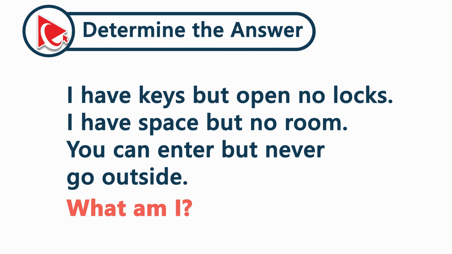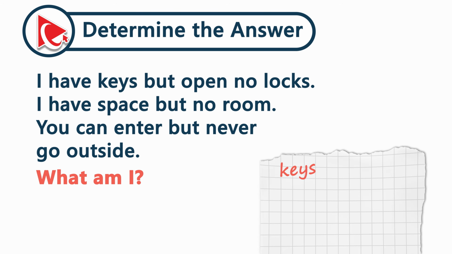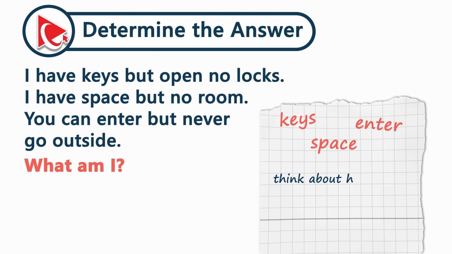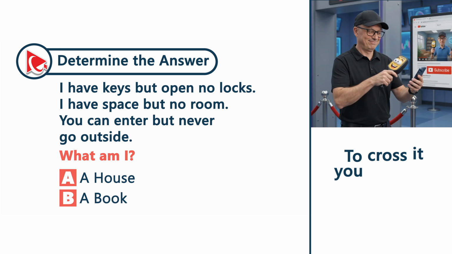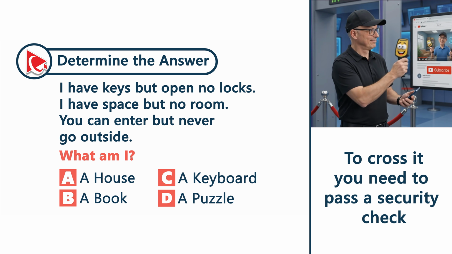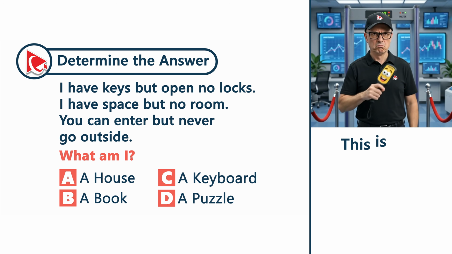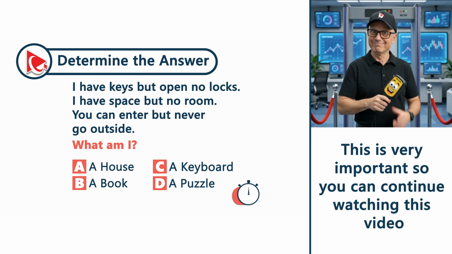What do you think? Each clue sounds familiar. Keys, space, enter. But think about how they might connect in a non-literal way. And you probably would like to see answer choices. Here they are. A. A house. B. A book. C. A keyboard. Or D. A puzzle. And now I'll set a timer for you to solve it on your own.